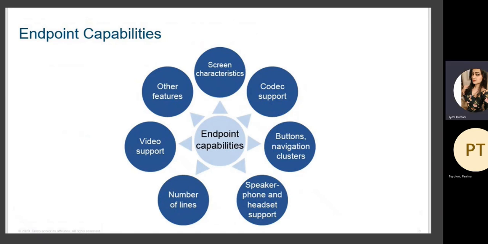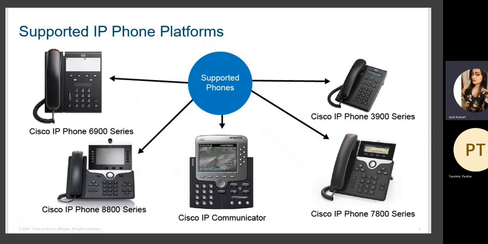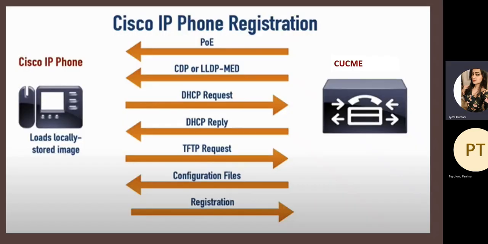Endpoint capabilities are different, like screen characteristics, codec support, button navigation cluster, speakerphone and headset support, number of lines, video support, and other features. These are some phones which are supported by CME. This is the registration process, which remains the same whether IP phones are getting registered through CME or CUCM.